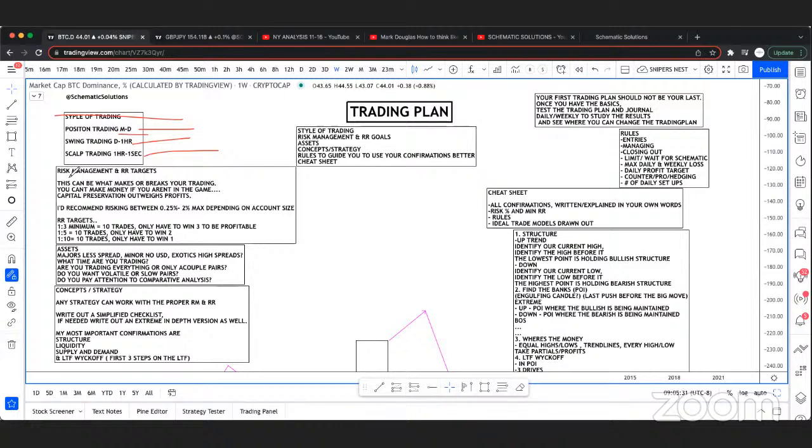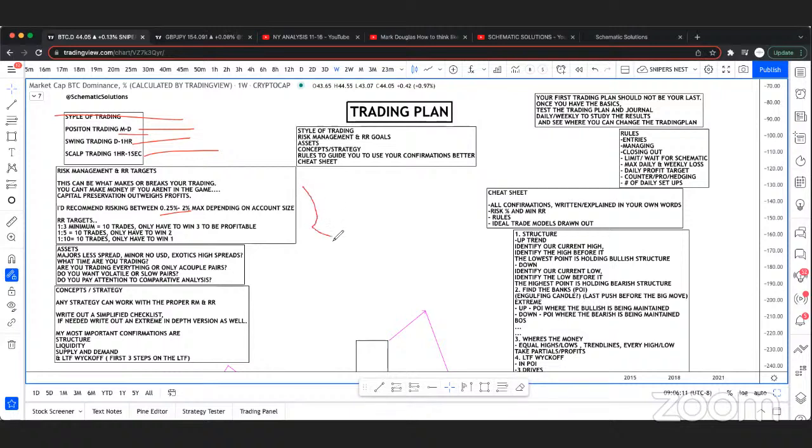So with that being said, I personally only risk 0.25%. Now, some on the team risk anywhere from 0.25% to 2%, just depending on their max account size, obviously. And then as far as targets, 1 to 3 minimum. If you take 10 trades, you have to win 3 to be profitable out of 1 to 3. So depending on your win rate, depending on how confident you are, you can decide what targets you'd like, what risk you're going to consistently use.